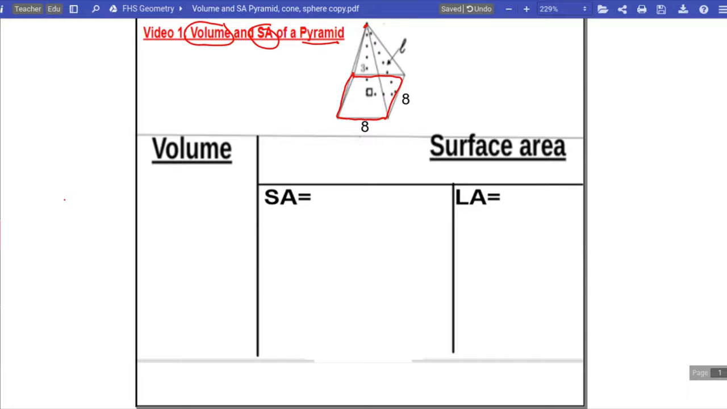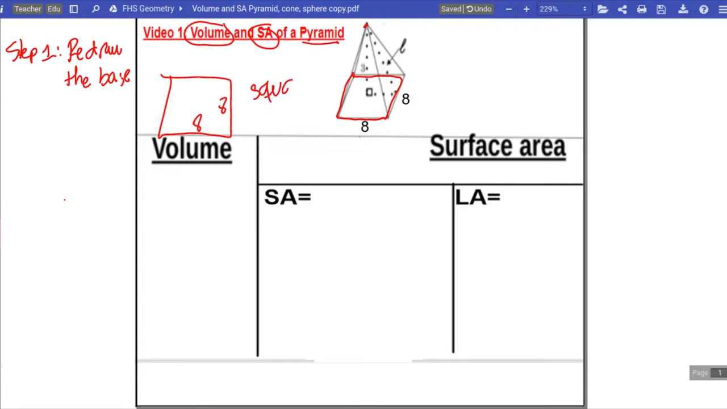So now what you want to do is redraw the base. Like I always say, step one is for you to redraw the base. The base is the bottom shape, all right? The bottom shape is what we have right now, and that is 8 by 8. It's a square that we're dealing with, and that is 8 by 8.